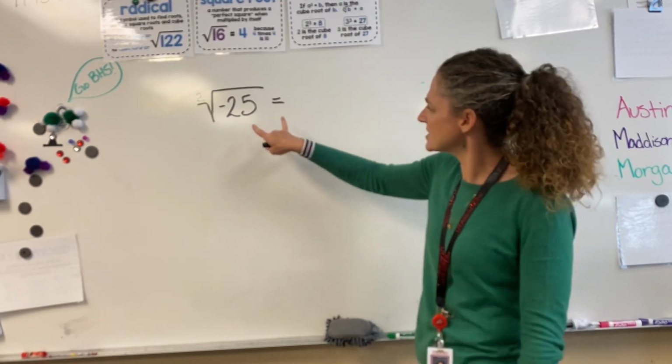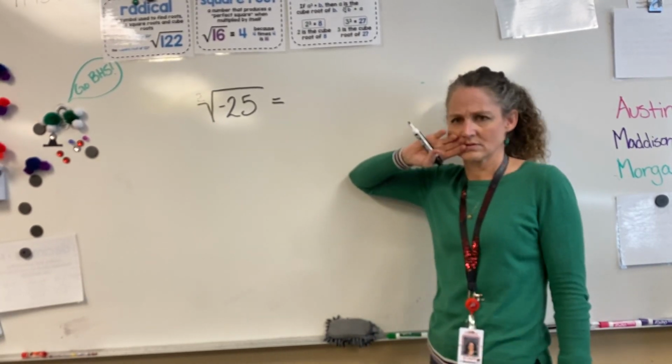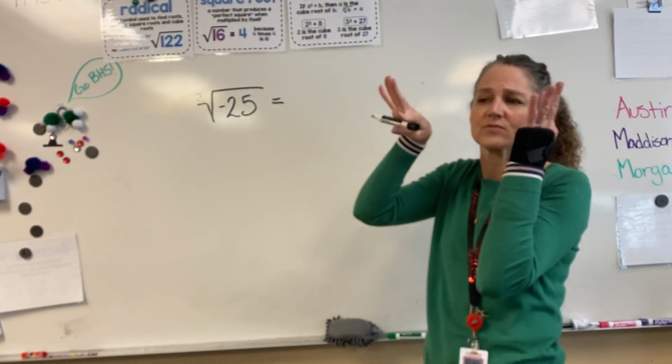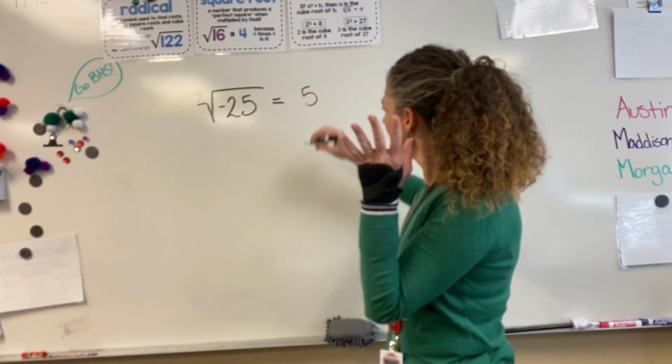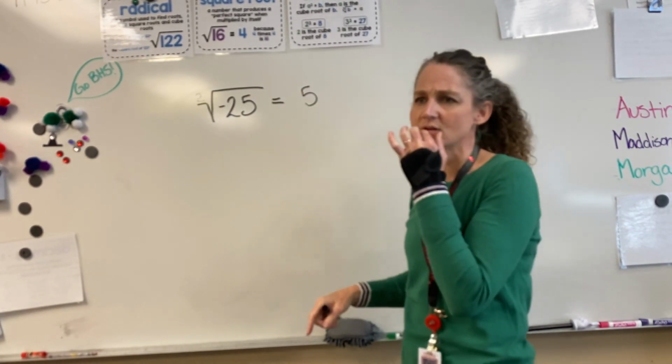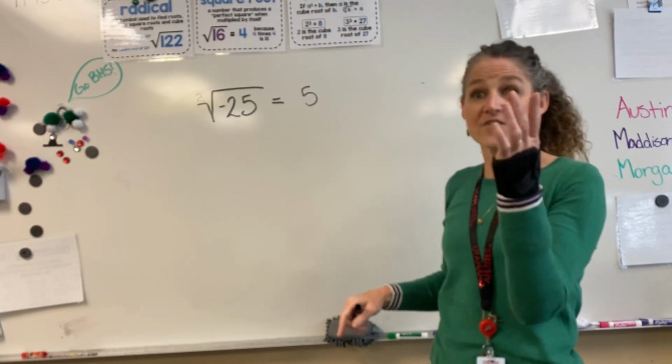So, what's the square root of 25? So just regular, plain old, boring 25. What's the square root? 5, right? Because 5 times 5 is 25. But what's the square root of negative 25? Negative 5? You're saying negative 5.